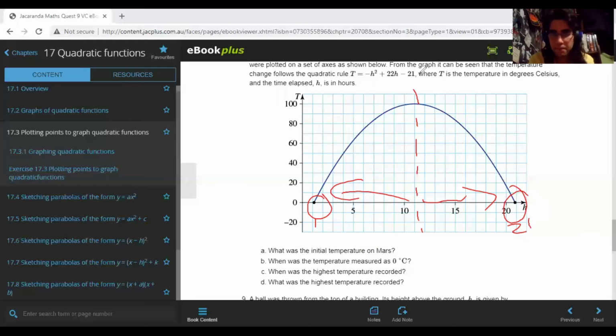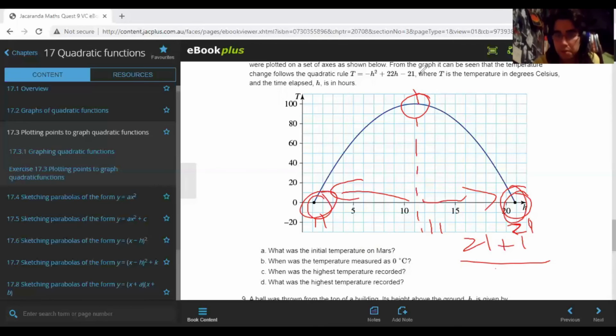Okay, so if we know that, then we know the middle of these 2 points is actually going to be the point where it is at its apex or at its highest. So if this is 1 and this is 21, therefore the highest point in terms of hours is going to come at 11, because 11 is the middle of 1 and 21, or in other words, 21 plus 1 divided by 2 will give you 11. So that can help you answer part C, just a good point to note.